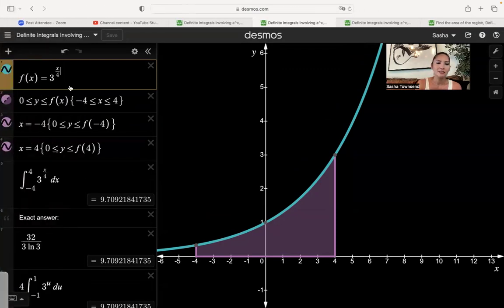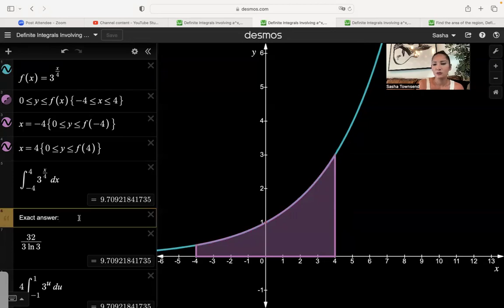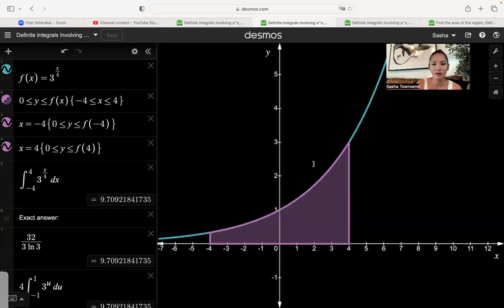When we evaluate, we were looking for the integral between -4 and 4 of 3 raised to the x divided by 4, and we get 9.709. Our exact answer was 32 divided by 3 natural log of 3. And that has the same decimal approximation as the definite integral using Desmos. We can visualize the area this way.